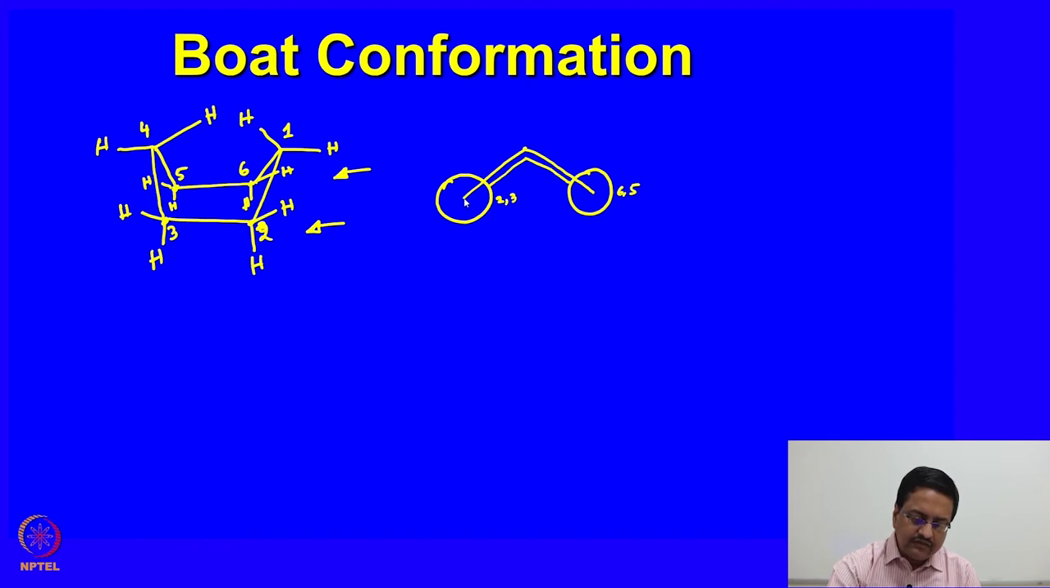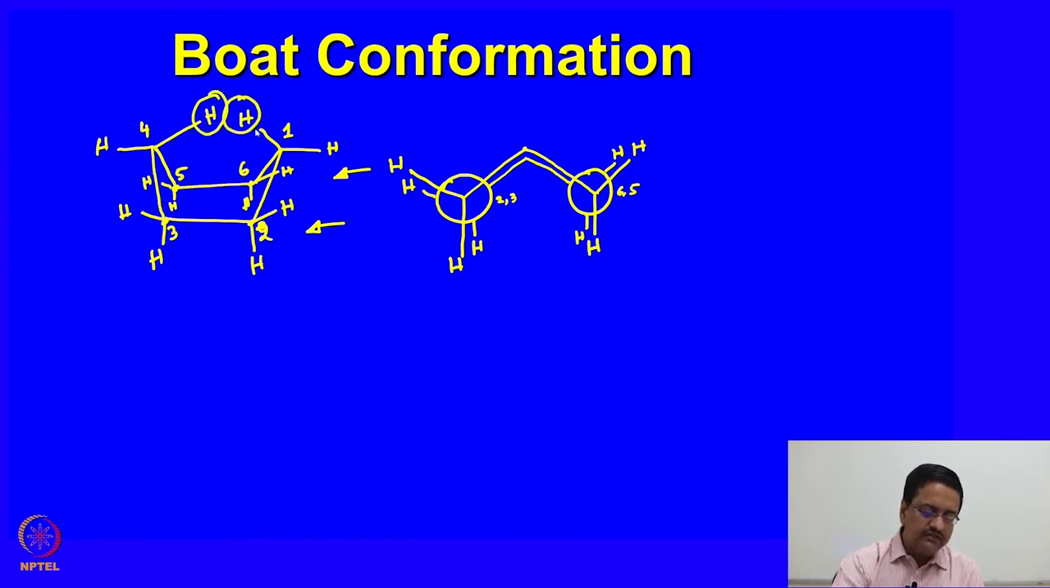Now the other hydrogens that we should draw for 2 are these two hydrogens, and for 6 these are the two other hydrogens. Then on 3 you should have two hydrogens placed like that, and on 5 you should have two hydrogens placed like this. So this will be the corresponding Newman projection of the boat conformation. These hydrogens which are close in the boat, we call flagpole hydrogens, because they are very close.